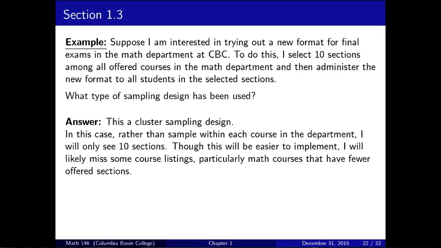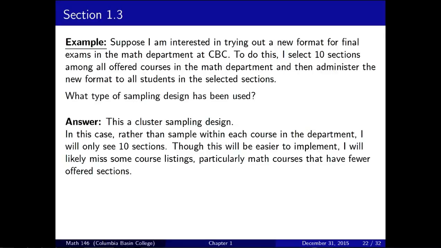Now, let's say I try a different approach, though. Suppose I'm trying the new format for the final exams, but instead, rather than going and just selecting a section from every level, maybe I just randomly select 10 math listings, okay? And I go into those, and I just go to each class, and I just administer the final to everybody, okay? So maybe I randomly end up picking Math 84, so I get an 84 section, go in and do everybody the new way. And I end up with Math 94, so I go to 94 and do everybody. And I end up with 146, and I go to everybody in a section of 146. Okay. What type of sampling design is this? So this is a cluster sampling design.